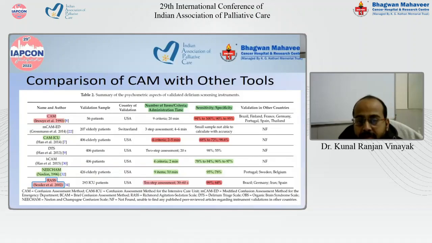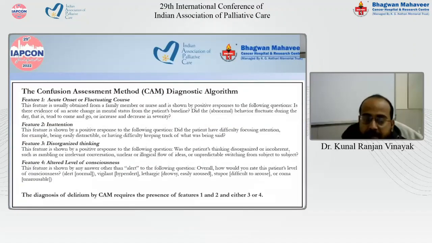Then the confusion assessment method diagnostic algorithm. It includes feature 1 and feature 2, and either of feature 3 and 4. That is, 1 and 2, acute onset or fluctuating course, has to be present, along with inattention, and either disorganized thinking or altered level of consciousness is present.